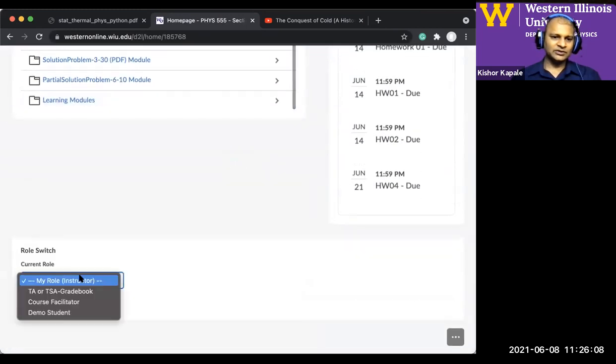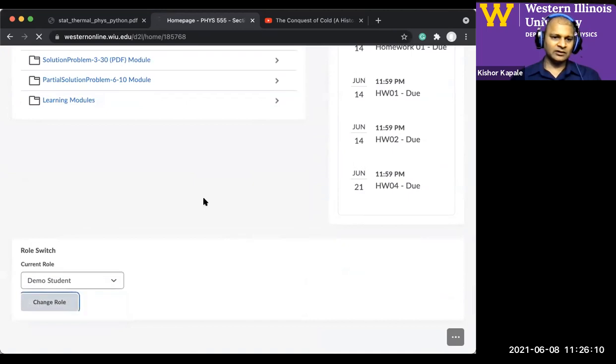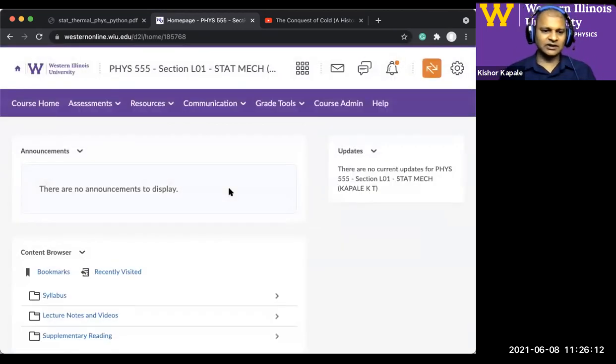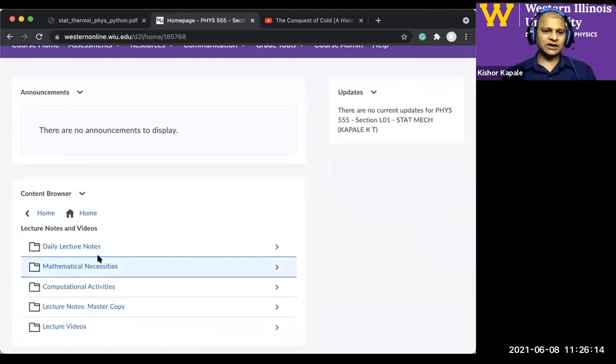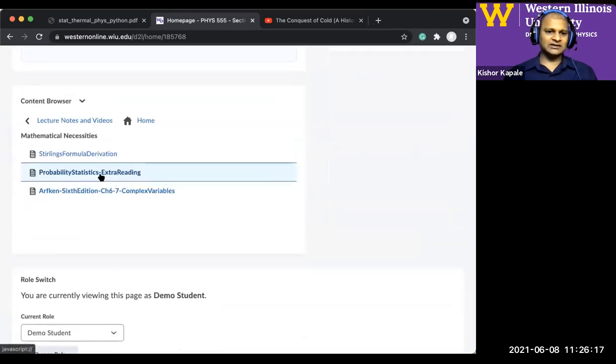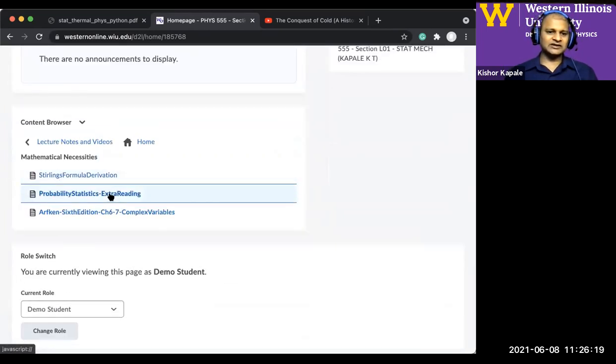Okay, I'm going to change my role to the demo student, so we will also be able to verify that you are able to see it. Go to the lecture notes and videos section, go to the mathematical necessities, and there is a probability statistics extra reading. That is your reading exercise. And after you read through that, solving the first homework would be straightforward. So make sure you read through that. I basically just gave you the two definitions.